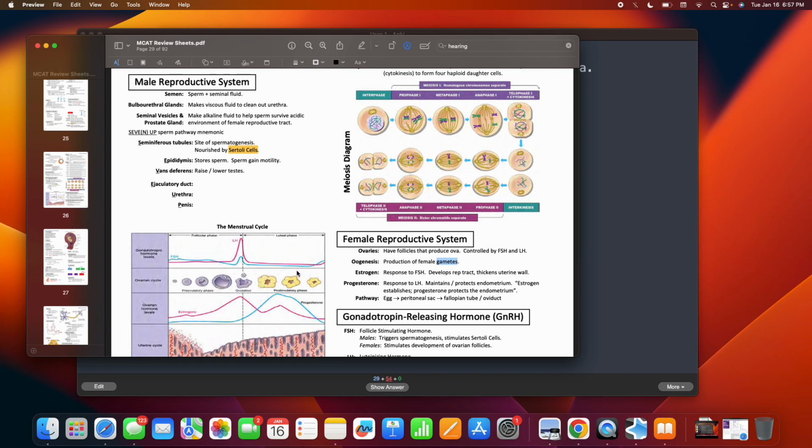It develops the reproductive tract and thickens the uterine wall, and that's why you have the estrogen surging. You also have progesterone, which is the response to LH, and it maintains and protects the endometrium. Estrogen establishes the wall, and progesterone protects the endometrium.